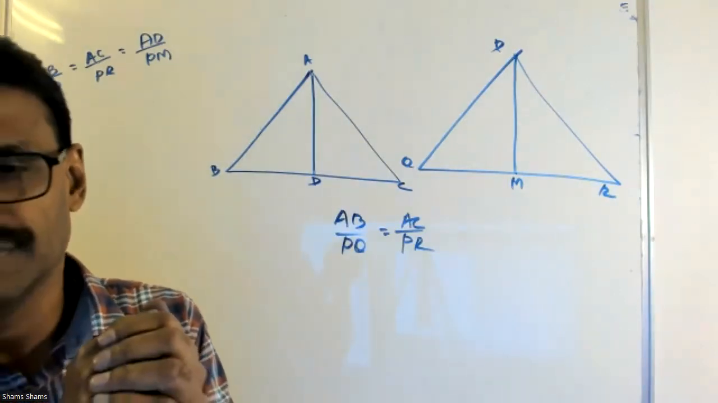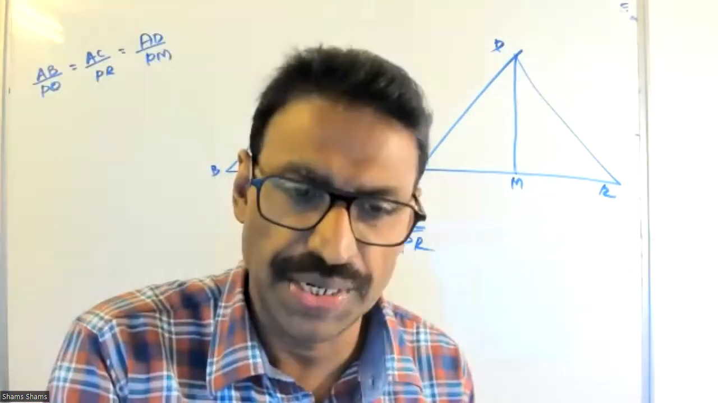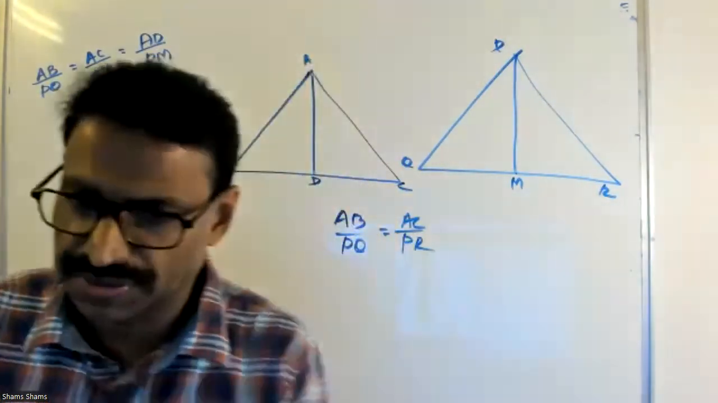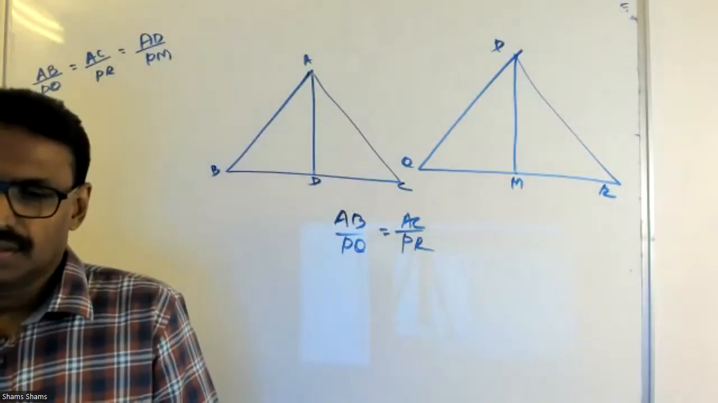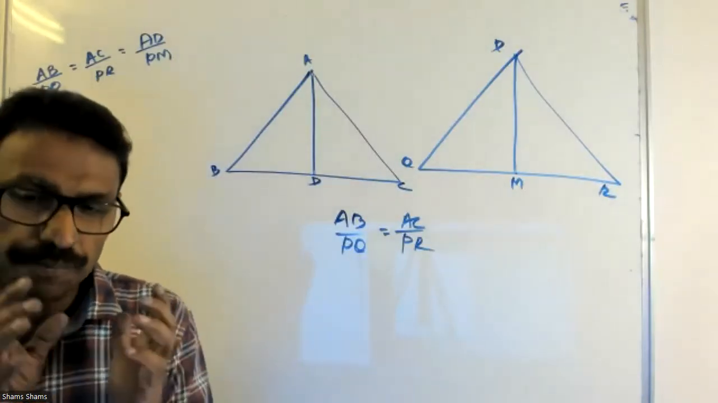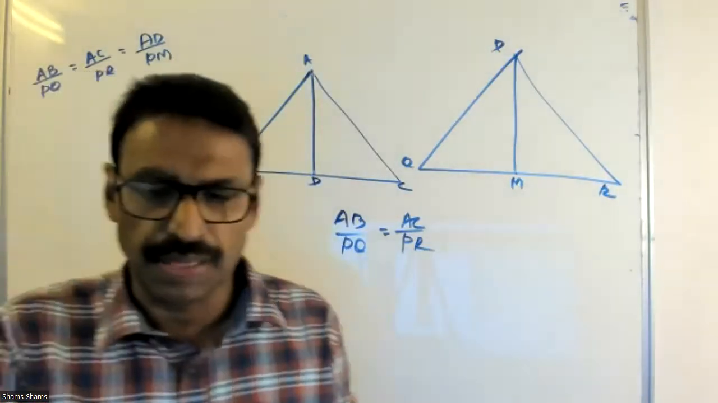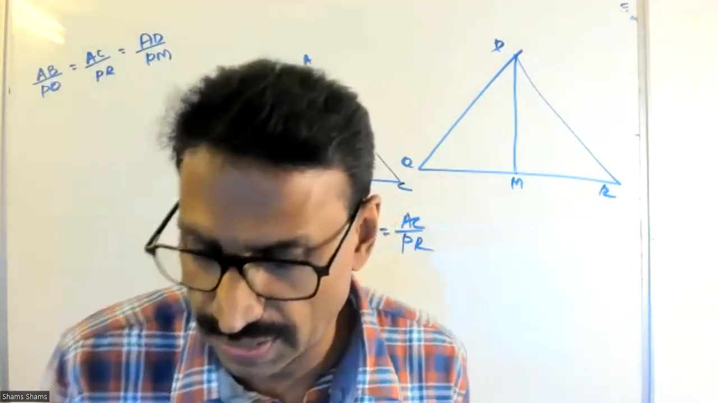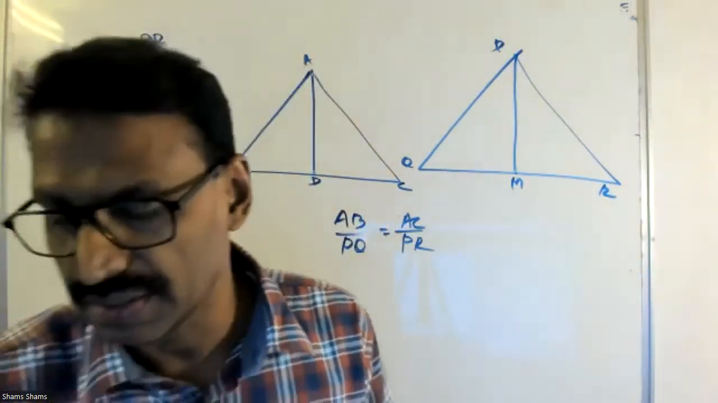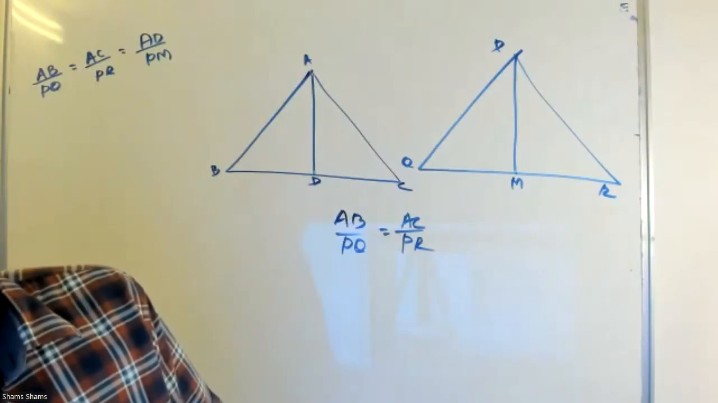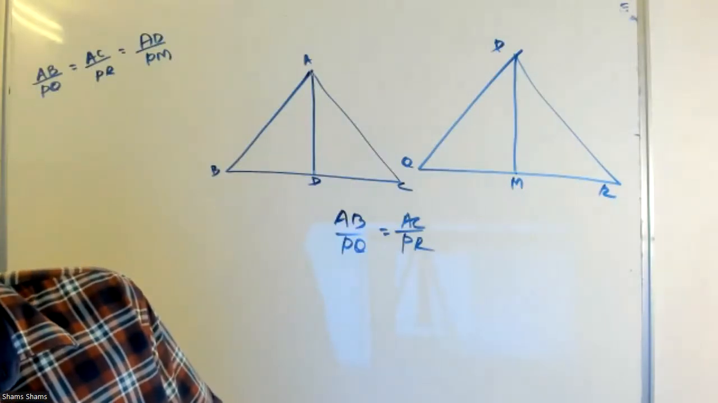What we did? Check it. You didn't learn question number 12, that is why we are facing a problem now. Check question number 12, how we proved. Don't worry about the proof, this is not that easy. This is not the same method. But what do you prove there?